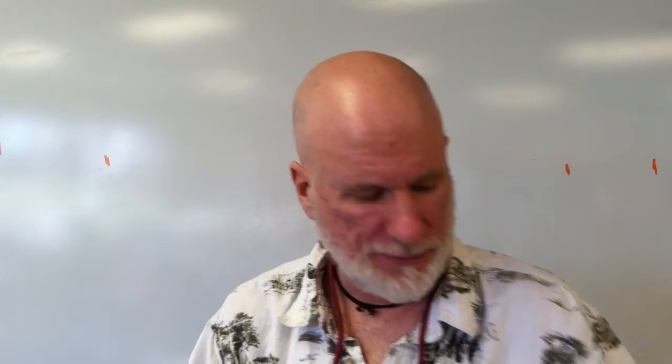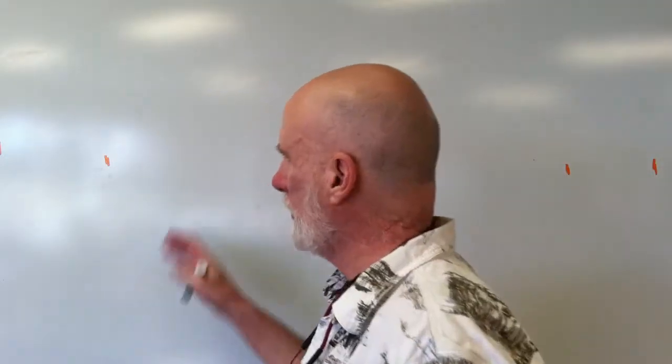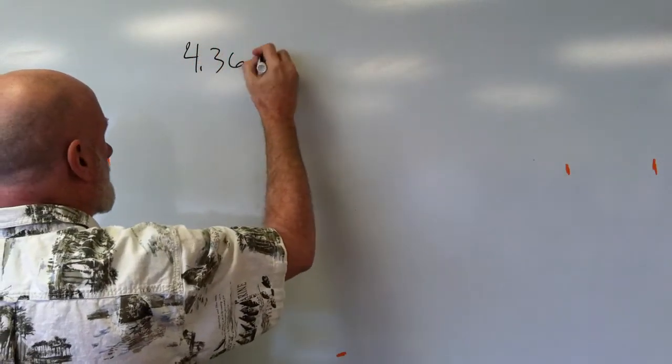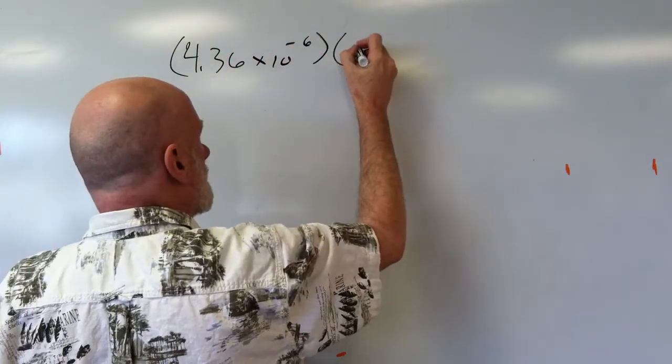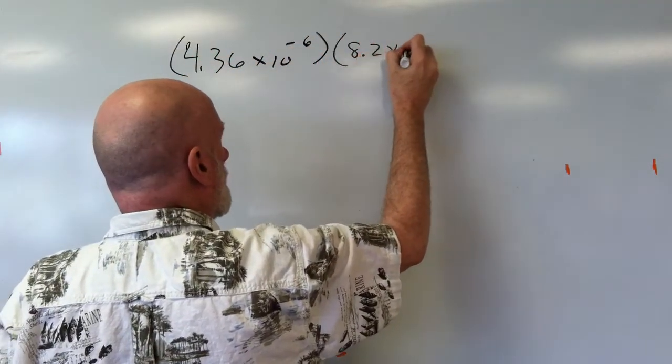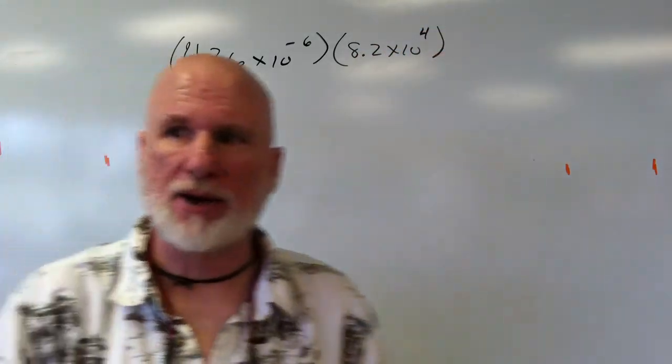So what I want to do is, you need a calculator like this. You need a graphing calculator. And I'm going to put a problem on the board right now, and I want you to do it on your calculator and see what you get. Okay? We'll start with a simple one: 4.36 times 10 to the negative 6th times 8.2 times 10 to the 4th. Okay? Do that on your calculator.